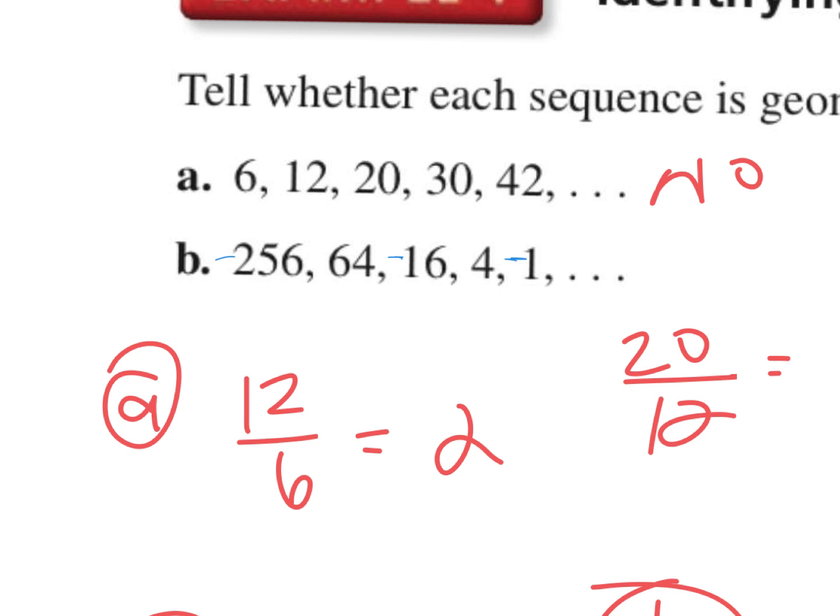A negative. If you ever have a sequence that's geometric and the signs alternate, then you know that the common ratio is negative, because a negative times a negative is a positive. Then when you multiply a negative, it goes back to negative. So whenever you see the signs alternating like that, your common ratio is going to be negative. It's a good thing to just kind of keep. All right, let's go through these real quick.